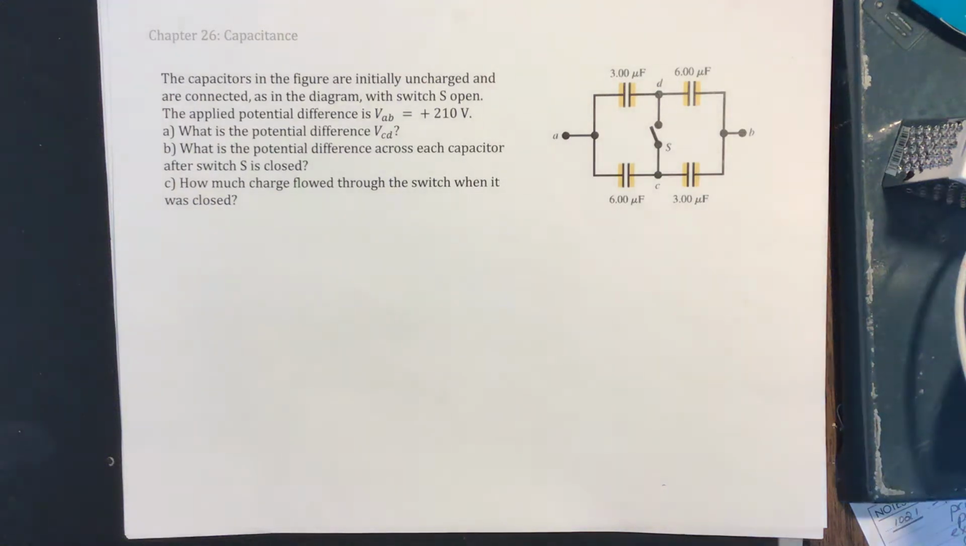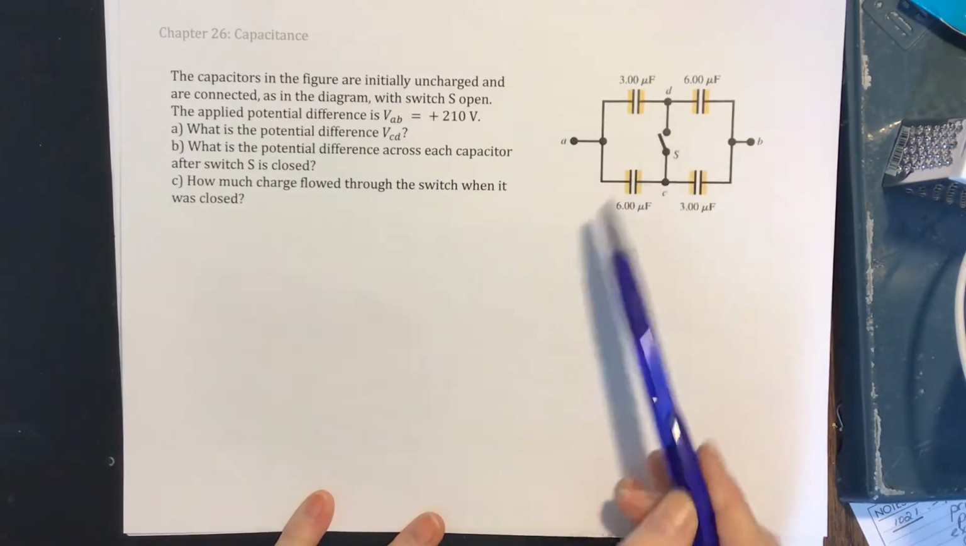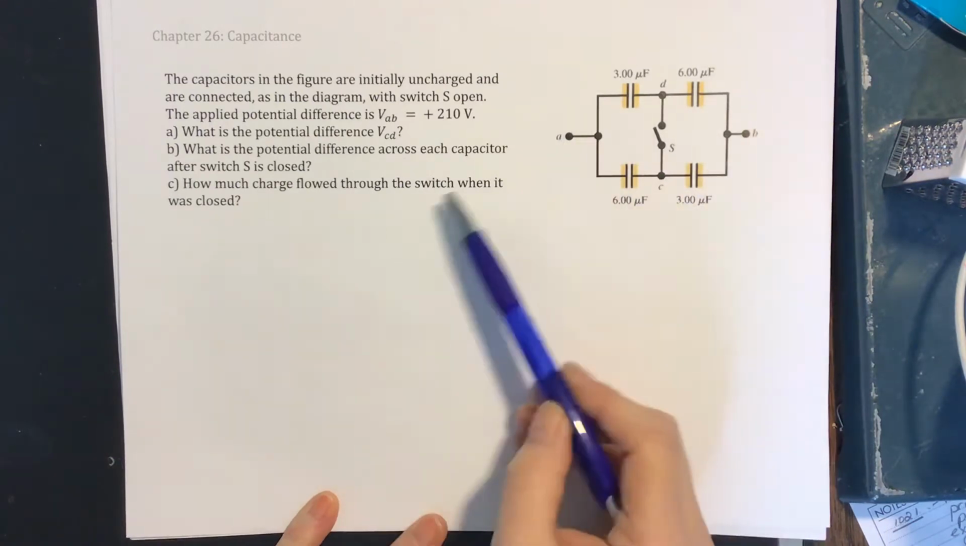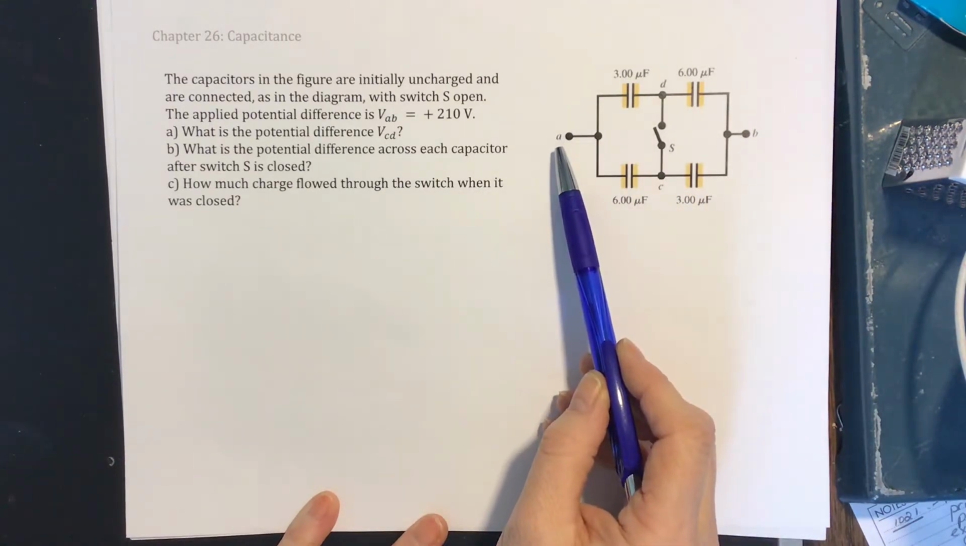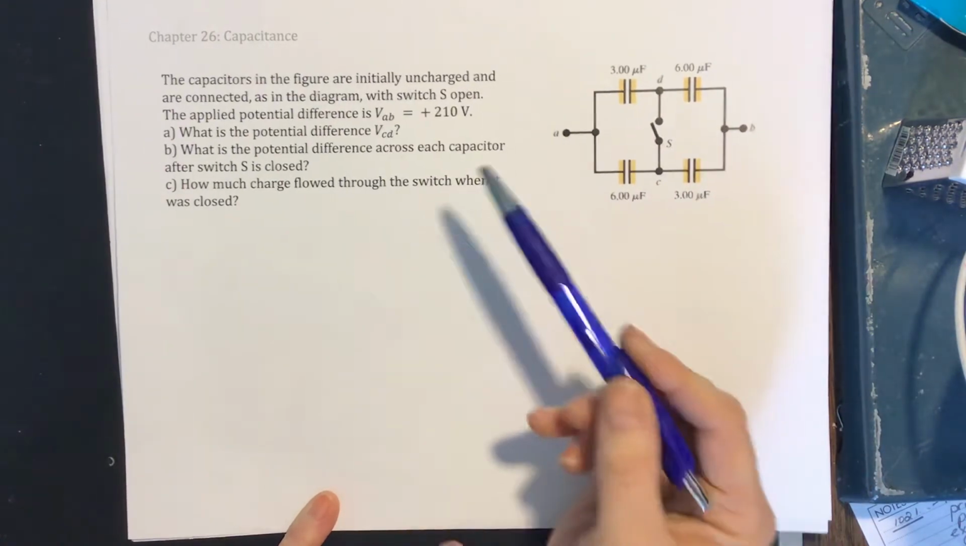In this problem, we have a set of 4 capacitors. They're attached in a circuit. Initially, the switch is open, so that means no current would flow through here, no charge would flow. And there's an applied potential difference across points A and B of a positive 210 volts, which means A is at a high potential and B is at a lower potential.